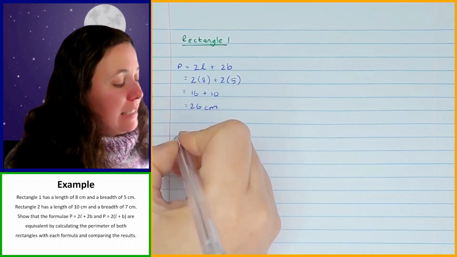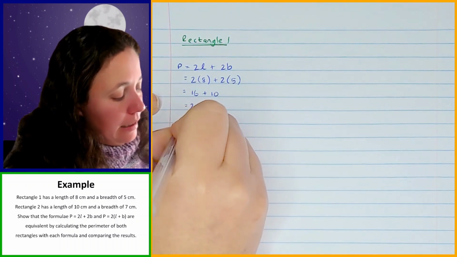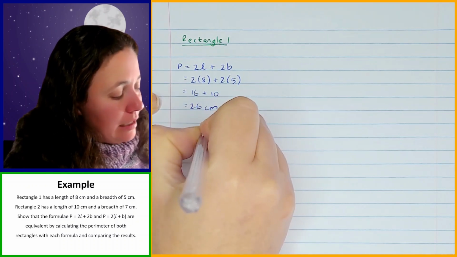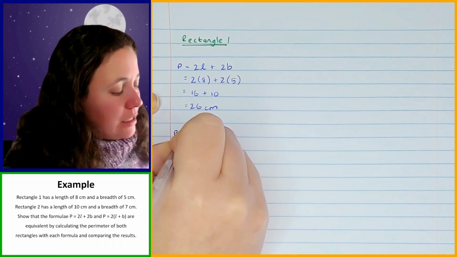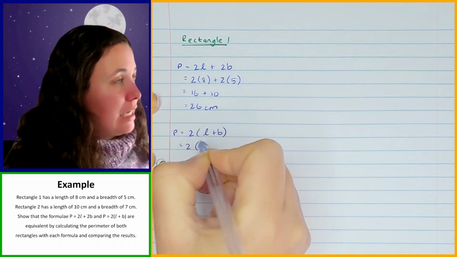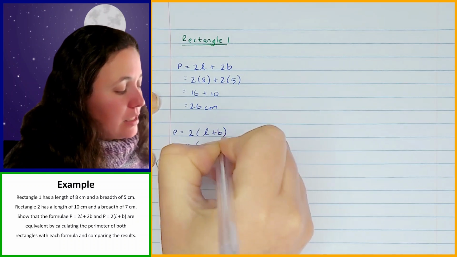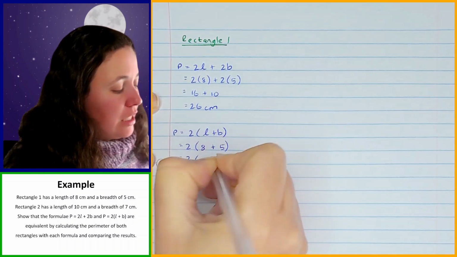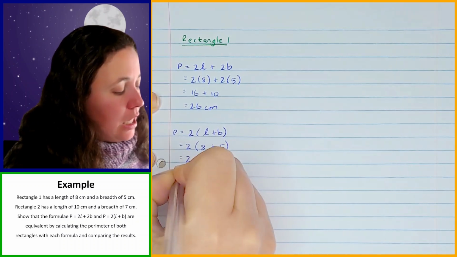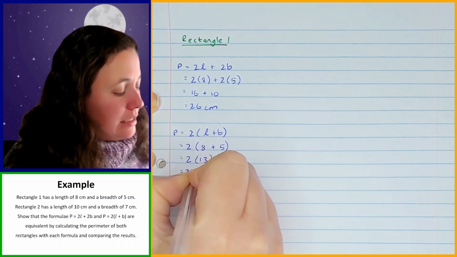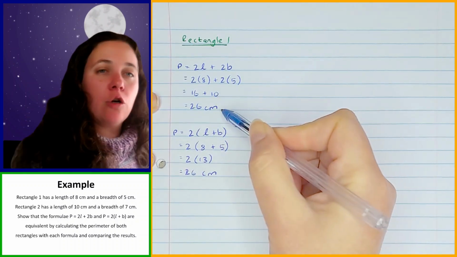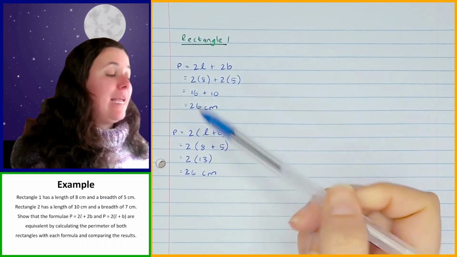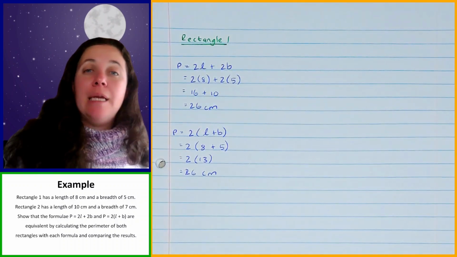And then using the second formula, P equals 2, and then in brackets L plus B. So that's going to be 2, and then in brackets I've got L, which is 8, plus the breadth, which is 5. If I simplify that, 8 plus 5 is 13, and 2 times 13 is 26 centimeters, which is the same as what I got using the other formula. So based on what I can see for rectangle 1, it looks like these two formulae would be equivalent.